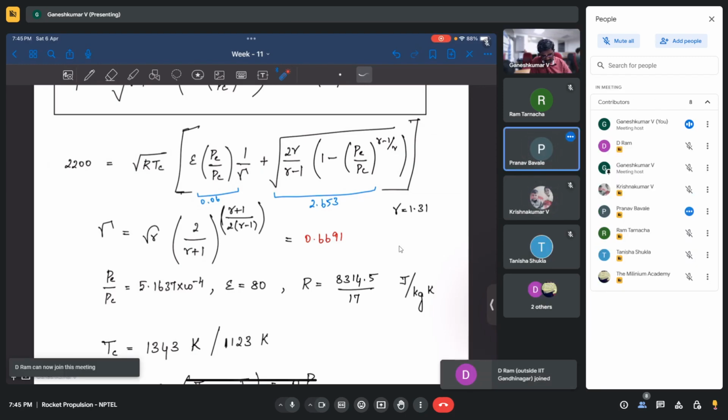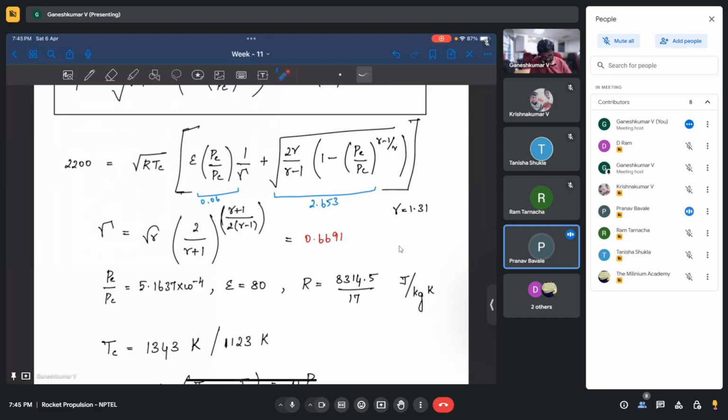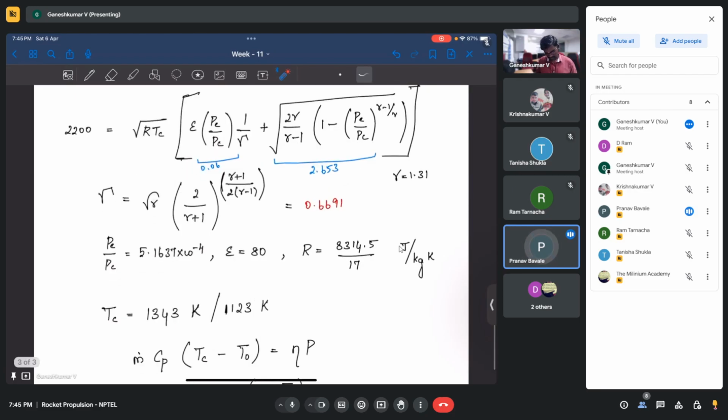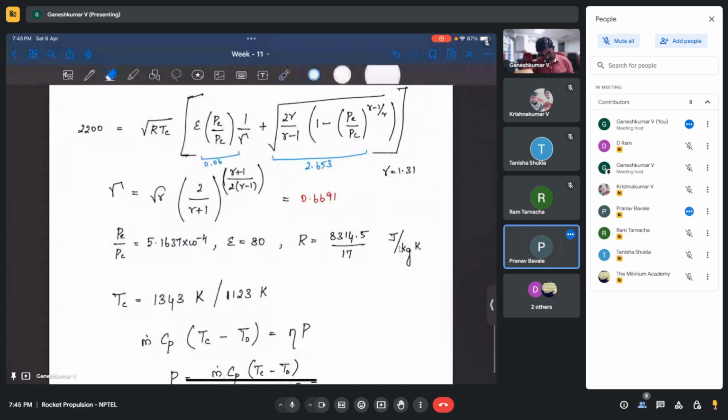So 2.653 plus that 0.06, into 0.06 plus whole square, minus 2100 whole square, minus 1. Again, I feel like you will still get the same thing, into 17. Oh, I got the mistake. Okay, got the mistake. Yeah, 1342. Okay, wonderful.